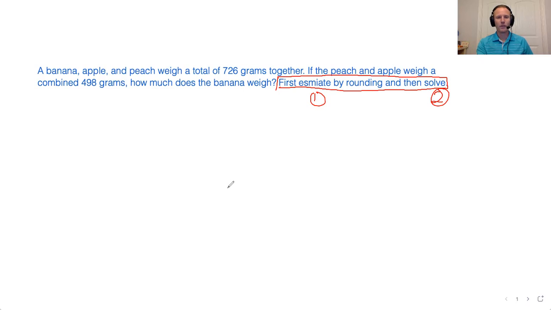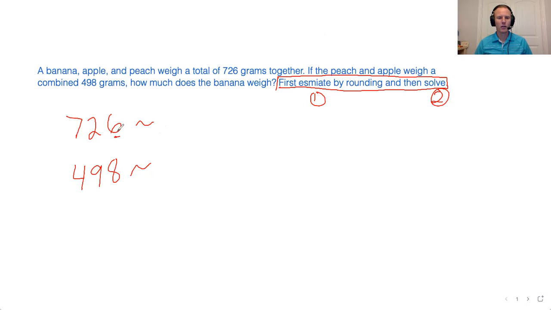What do we need to do? We need to round both of these numbers first. So we have 726 and we have 498. We could either round to the nearest 100 or the nearest 10. In this case, I'm going to round to the nearest 10. I think that's going to give me a closer estimate.